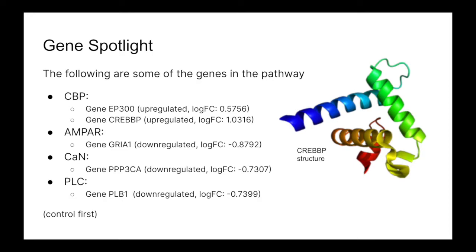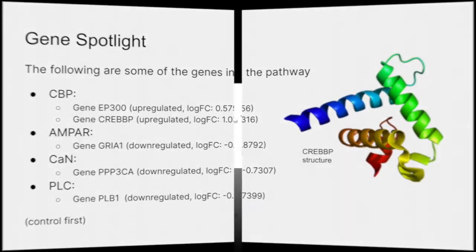The most significant gene was CREBBP, which is linked to the CBP protein. This gene had a log FC value of 1.0316, which meant it was expressed more in our Alzheimer's group than the control. The linked CBP protein plays a role in activating DNA transcription and is known to be a part of CREB signaling, which converts short-term memories into long-term ones. A potential gene mutation in this protein could affect its function and therefore long-term potentiation.